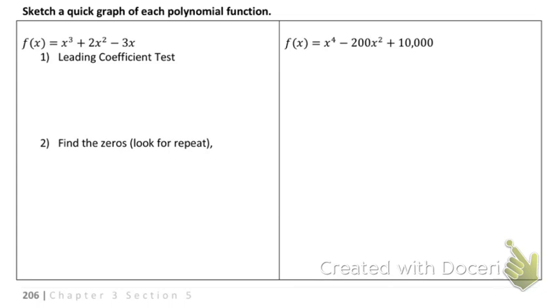So in our first example, we have x cubed plus 2x squared minus 3x. We're supposed to sketch a quick graph. It's actually a very accurate graph, and we can gauge a lot of material from it. We start off with what's going to happen when x goes to negative infinity and x goes to positive infinity. In other words, we're going to talk about our end behavior. And that means we're looking at our leading coefficient test.